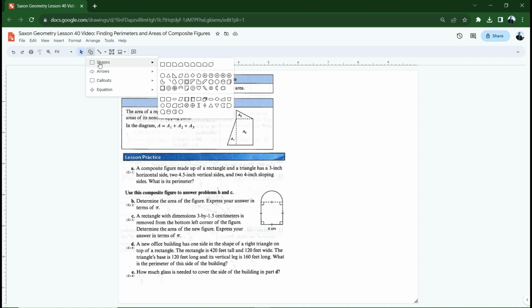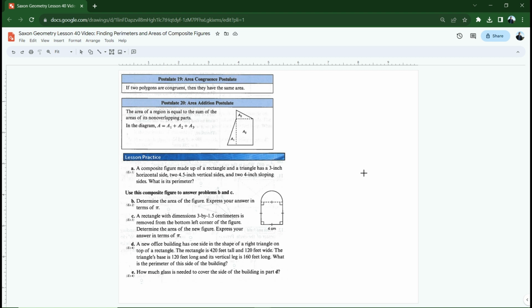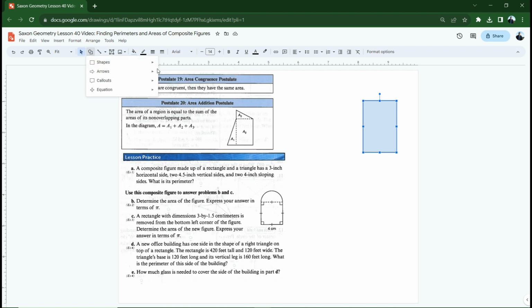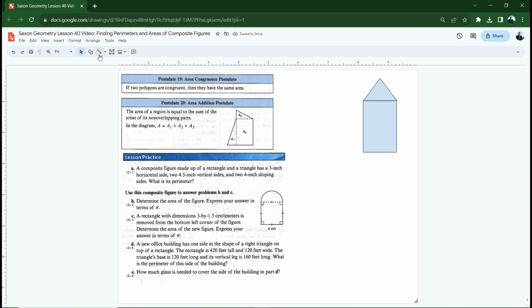Okay, so it's a rectangle and a triangle with a 3-inch horizontal side, two 4.5-inch vertical sides. So that's going to look like this, where I have this horizontal side at the bottom and then two 4.5-inch vertical sides. And then I have sloping sides at the top. So I'm going to go ahead and we'll just put a triangle on top of this. It's going to look something like this. And if I don't get things lined up perfectly, it doesn't really matter. But this is basically what it looks like, okay?